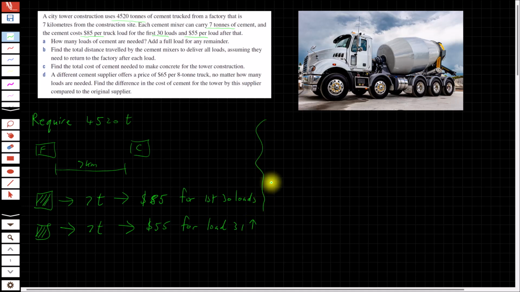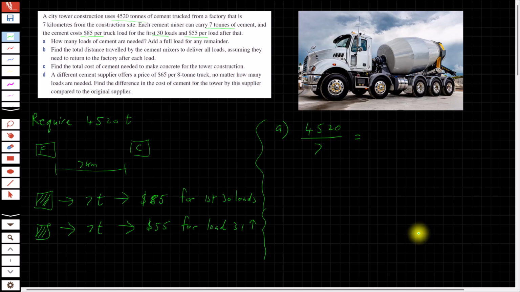Now that we've got all the information out of the problem, we've summarised the problem, and we understand it, let's start answering the questions. How many loads of cement are needed? Add a full load for any remainder. We know that we need 4,520 tonnes. Each truck can carry 7 tonnes. So we need to see how many truckloads go into 4,520. We use division for that. So 4,520 divided by 7.